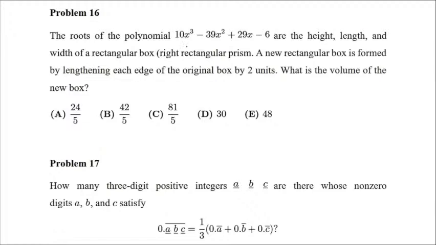AMC 10A 2022 problem number 16. The roots of the polynomial 10x cubed minus 39x squared plus 29x minus 6 are the height, length, and width of a rectangular box, a rectangular prism, and a new rectangular box is formed by lengthening each edge of the original box by 2 units. What is the volume of the new box?